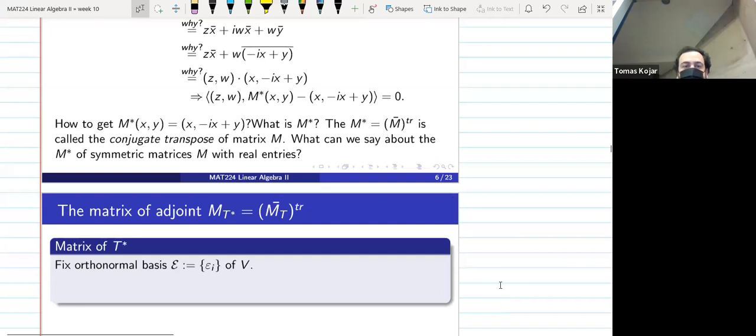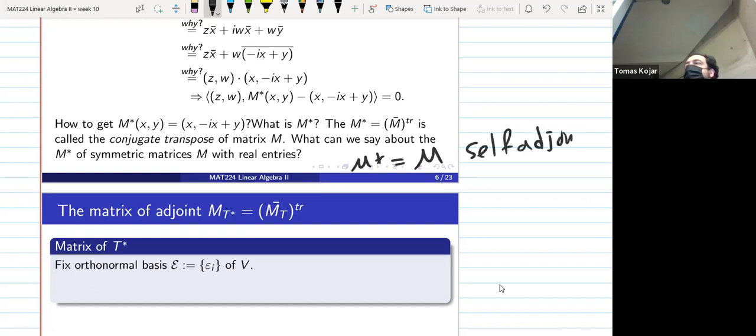Since this is the conjugate transpose, symmetric matrices are self-adjoint. So M star of a symmetric matrix is M, so they're self-adjoint. So you have the spectral theorem, and that's really the first spectral theorem that we ever saw in the math world and physics world: any symmetric matrix can be diagonalized. That's the first occurrence. All right, we'll continue.